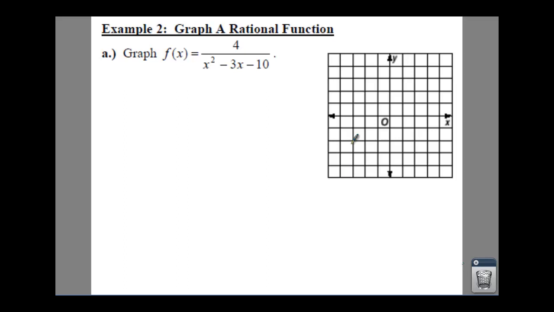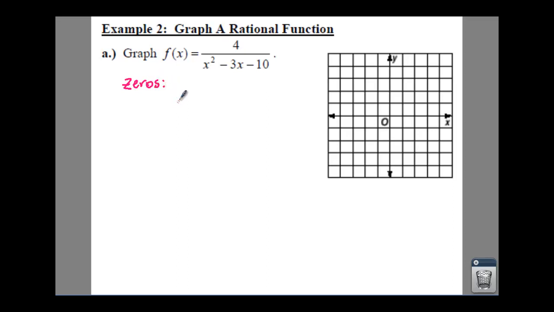Now, for example 2, what we're going to have to do here is get into graphing some rational functions. This is where we get the meat and potatoes. This is a good time. What we have is the function f of x equals 4 over x squared minus 3x minus 10. And you need to go through and find the 3 items that you found originally.